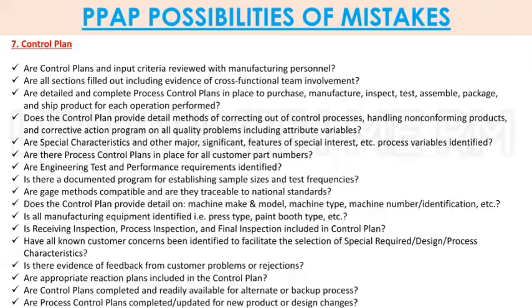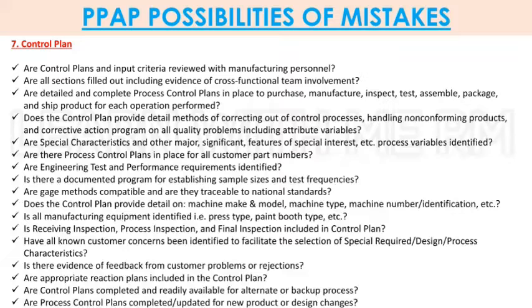Are special characteristics and other major, significant features of special interest, process variables identified? Are there process control plans in place for all customer part numbers? Are engineering test and performance requirements identified? Is there a documented program for establishing sample sizes and test frequencies?